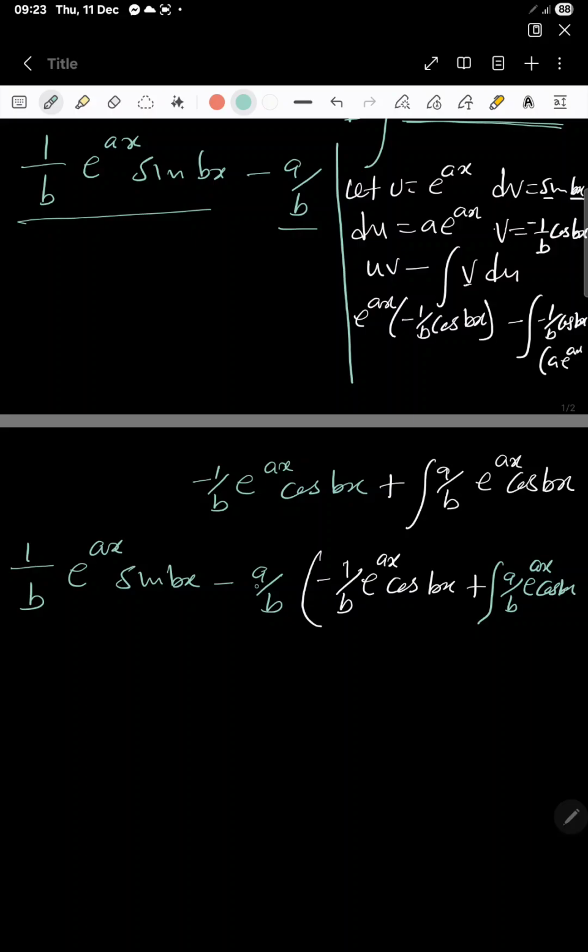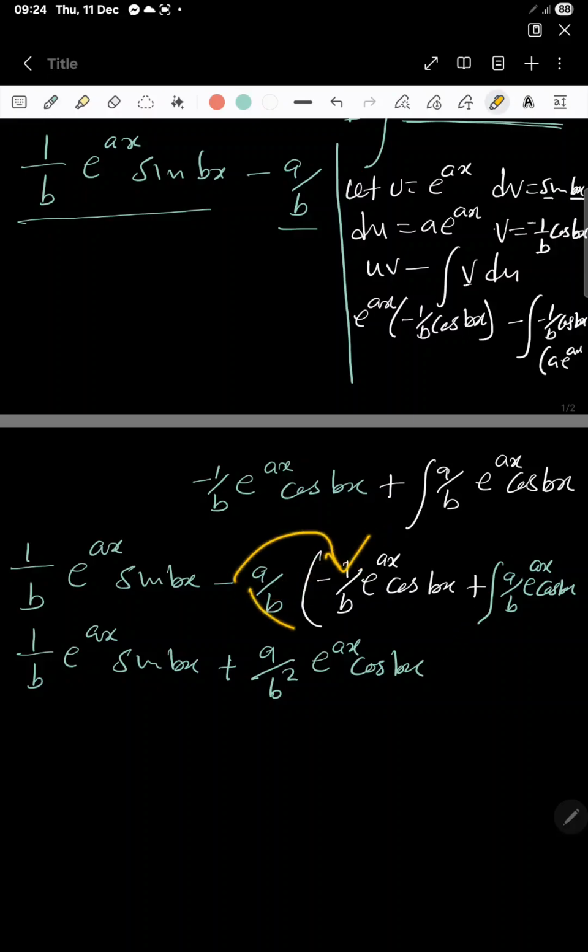Now we need to multiply the negative a over b times whatever is inside there. So we have 1 over b e to the power ax sine bx minus, we multiply negative a over b times negative 1 over b. We are going to get a positive a over b squared e to the power ax cos bx. And then we multiply negative a over b times the positive term there, so we are going to get a negative. So we are going to have minus a over b times this a over b, because these are all constants and therefore they can multiply.